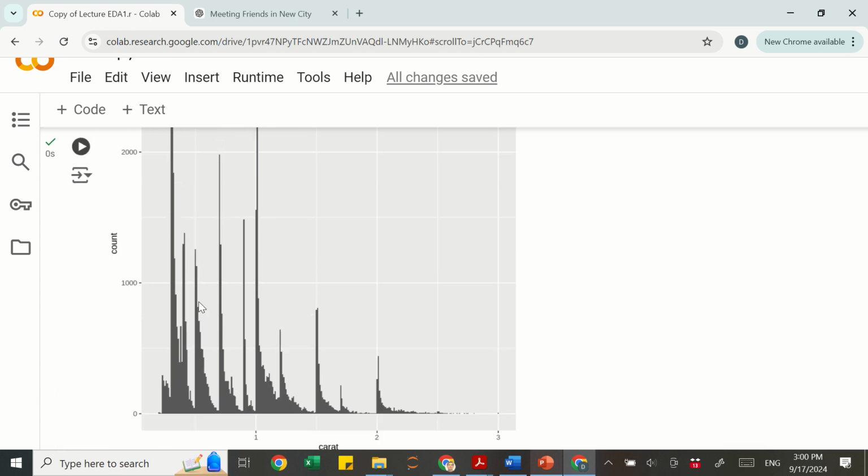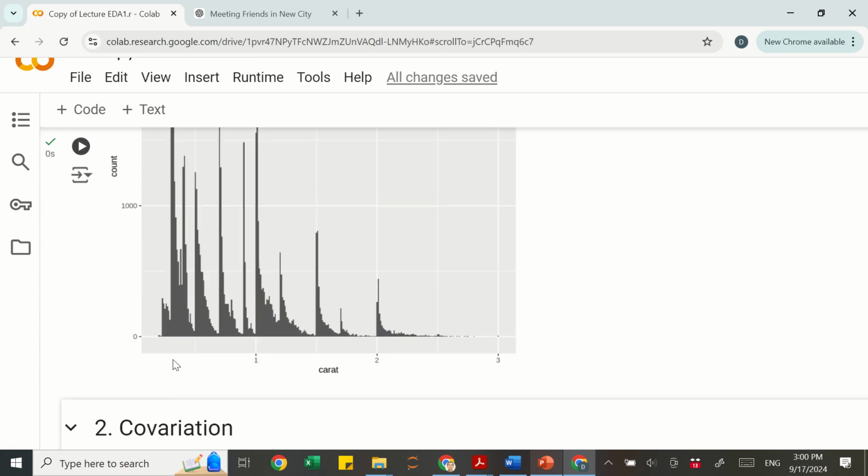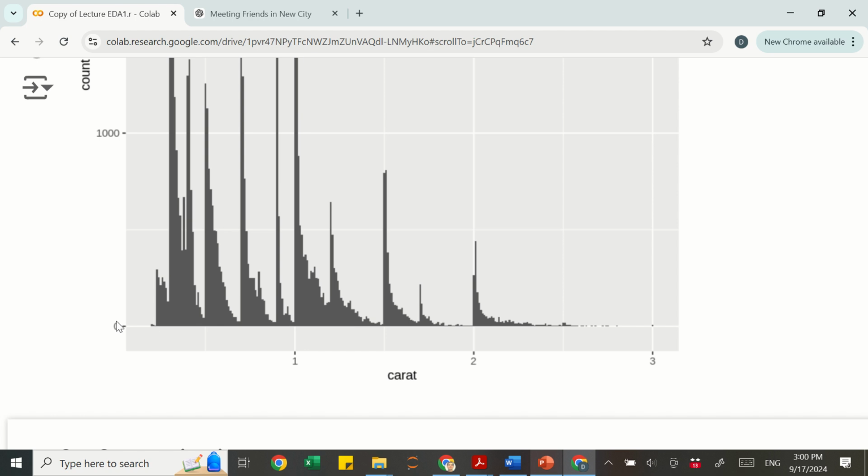I can see something different. We have peaks, and then the frequency decreases, and then there is another peak, and then the frequency again starts decreasing. So when we check the x-axis, what we can see is the peaks are at 0.25, 0.5, 0.75, 1, 1.25, 1.5, 1.75. Here we have 2. I'm sorry, this is 1.5, this is 1.25, this is 2 right here.